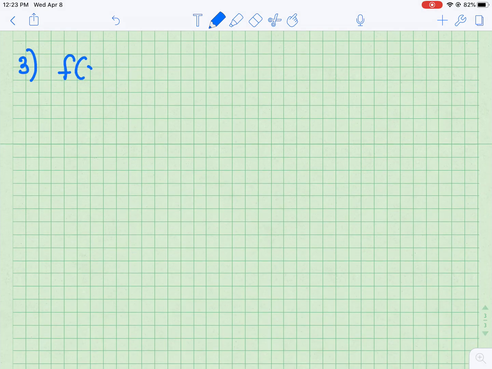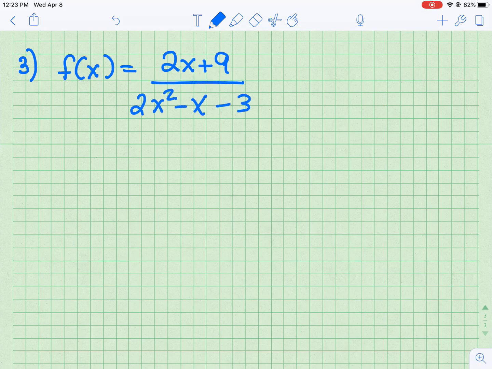is f of x equals 2x plus 9 over 2x squared minus x minus 3. So again, this is where factoring comes in. I'm looking at that bottom and I need to factor it. It's always going to be able to factor somehow. That's the way we're going to do it. And so I already factored this. It's 2x minus 3 and x plus 1. So that's the factored form.